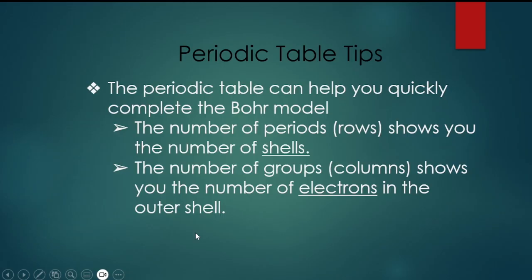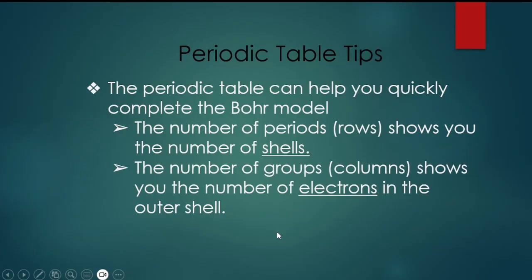So the periodic table can help us quickly complete the Bohr model by using our electron configuration, which is what we're going to use. And the number of periods or rows shows you the number of shells. And the number of groups or columns shows you the number of electrons in the outer shell. And those are our valence electrons. We call it the outer shell, or we call it the valence shell, okay? And it can quickly tell us how many are there by a Bohr model, okay? We can also calculate, as we learned, from the electron configuration. Okay? All right, so let's take a look.